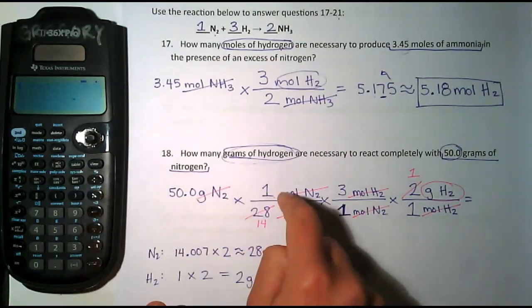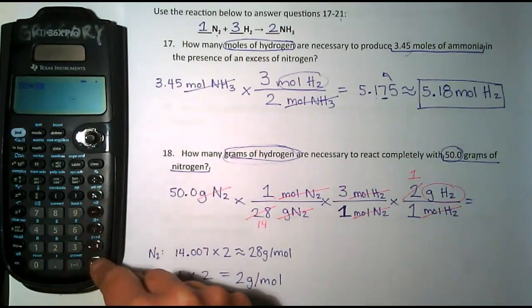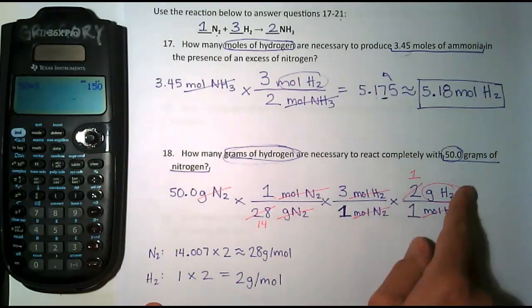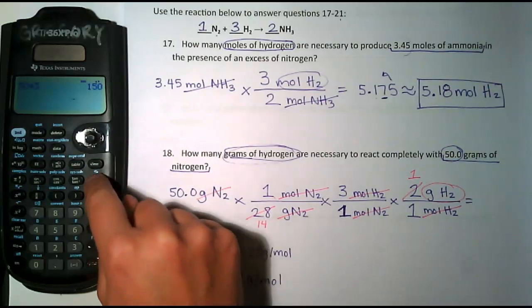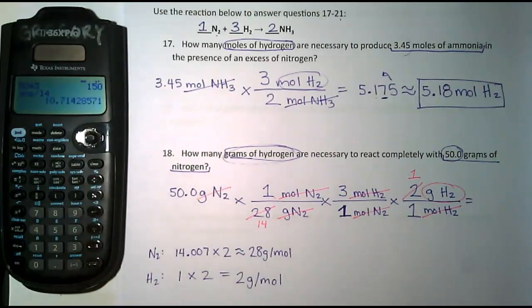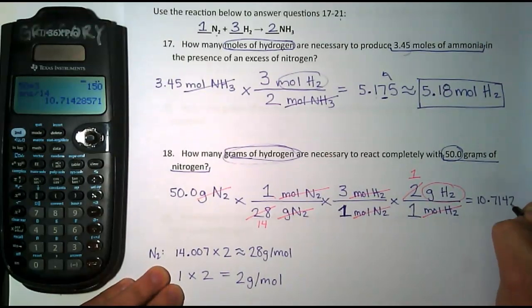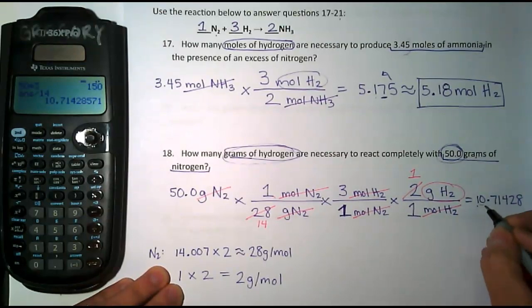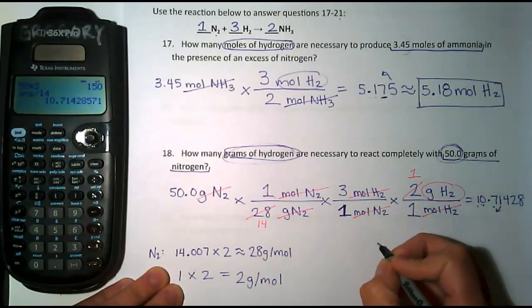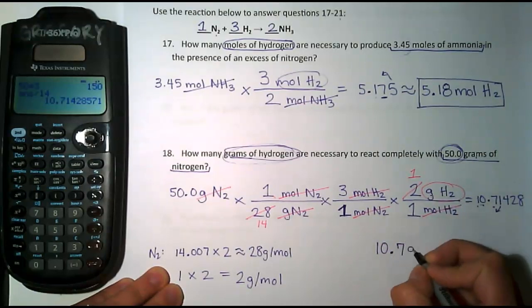Now I have 50 times 1 times 3 times 1. So I just need to do 50 times 3, which gives me 150. And now I need to divide by what's left in the denominator, 1 times 14. So just 150 divided by 14. So I got 10 point, a bunch of decimals, 10.71428. But looking at my problem, I can only have 3 significant figures, so I need to round. This 1 makes the 7 round down to 7, so my final answer is 10.7, and my units are grams of H2.